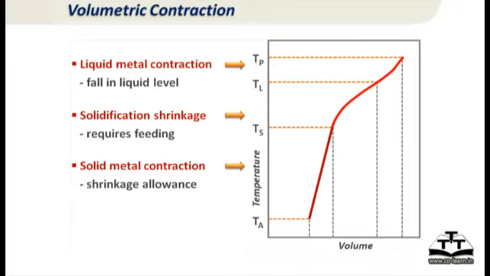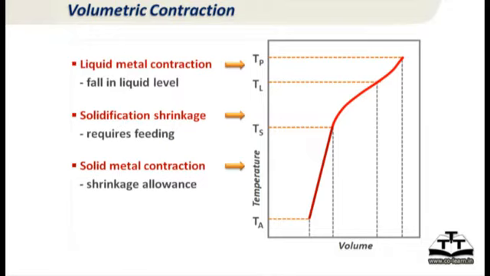But where does it really change? If you see the volumetric contraction, and this is a typical graph if you plot for major metals, on the top side you have the temperature, on the bottom you have the volume. So initially it is reducing between pouring and liquidus temperature. When that is happening, the entire casting is completely liquid, please remember that.